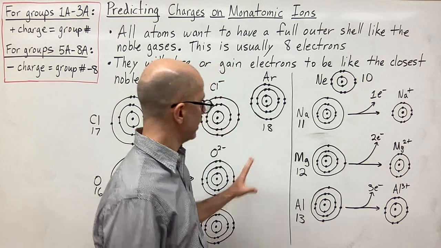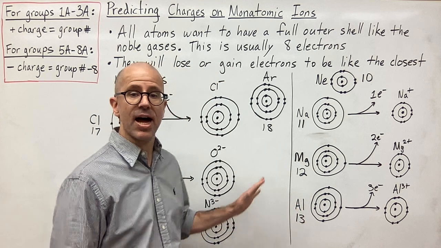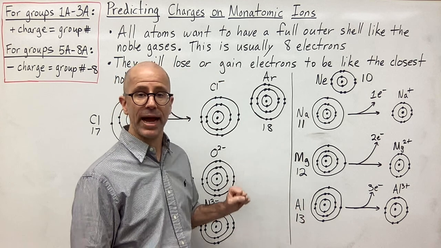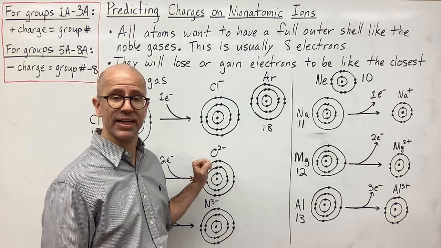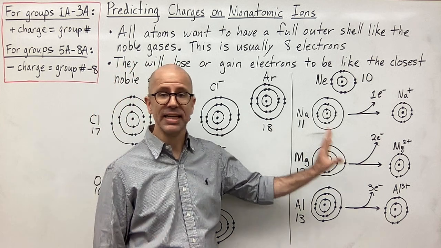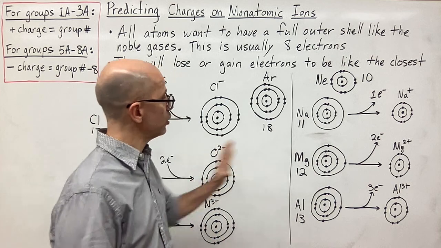And so that is how you can determine the charge based on what the closest noble gas is, and then figuring out, does it need to lose electrons to be like that noble gas, or does it need to gain electrons to be like that noble gas? So that's how you would predict.